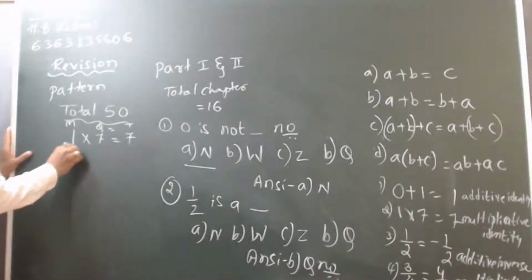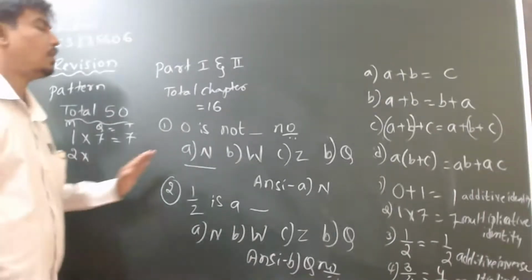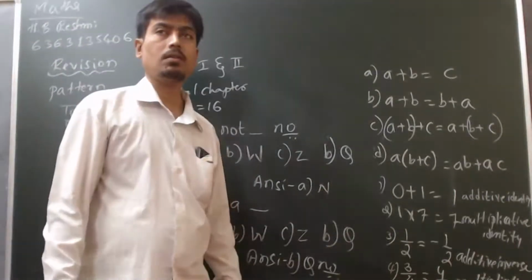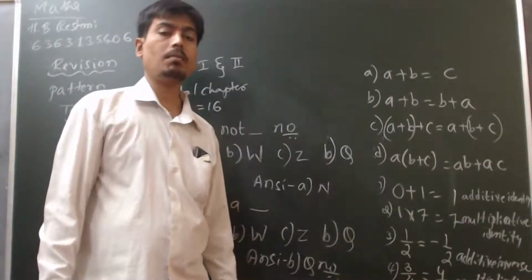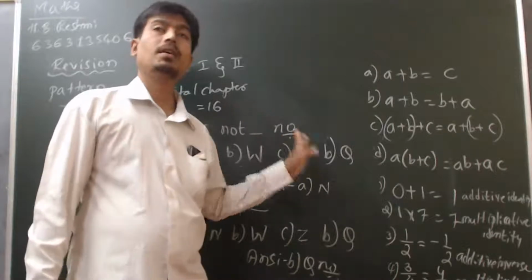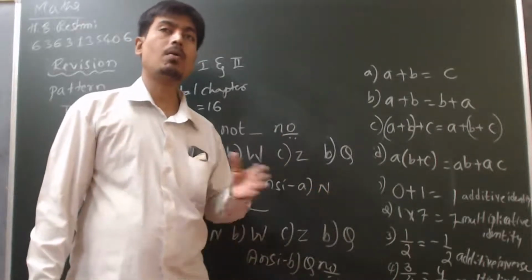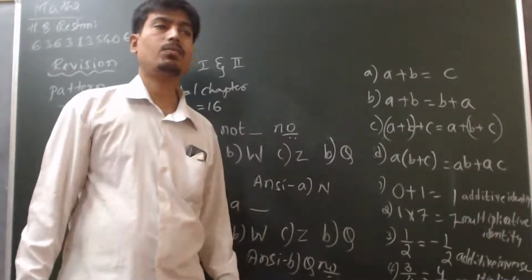Then comes 2 marks questions. And these are the questions from rational numbers. Still we have 14 chapters, so you have to cover them. After this we have linear equation.